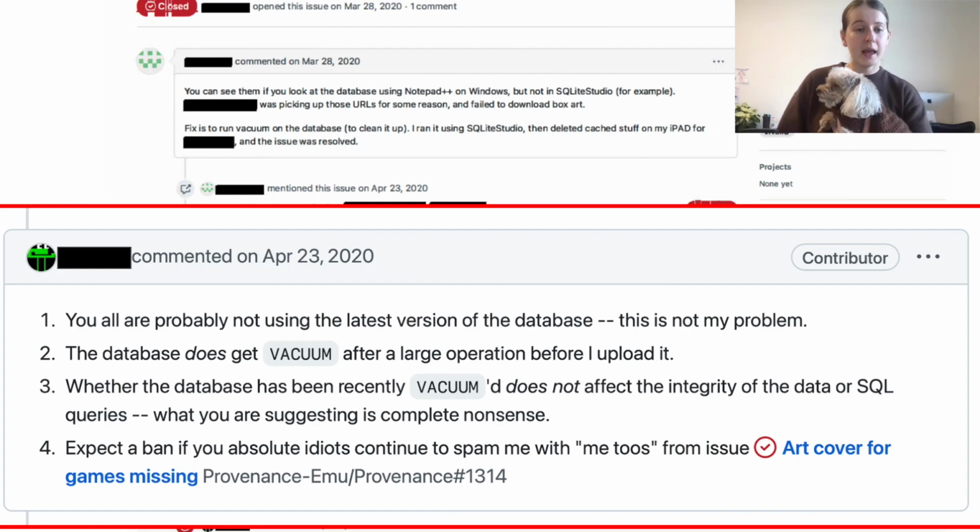They go on to say, "Expect a ban if you absolute idiots continue to spam me with Me Toos from this other issue that was related to it." Now, this example is highlighting the fact that toxicity was not only done by people external to open source projects. Project members were also frequent authors of toxic comments. However, it is interesting to note that in most cases, they were responding to another comment that appeared to cause frustration for them. However, the comment that they were responding to was not always actually toxic, as in this example.